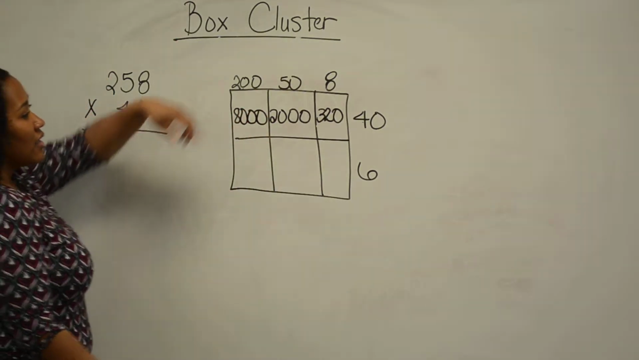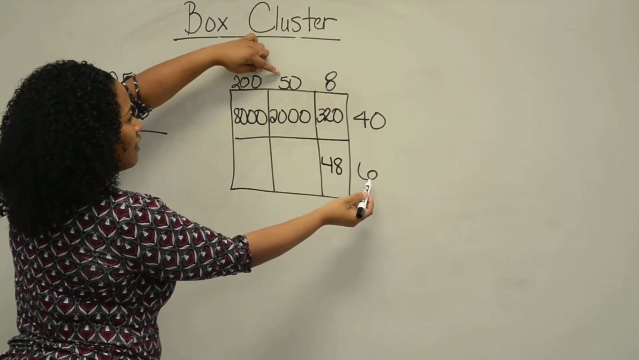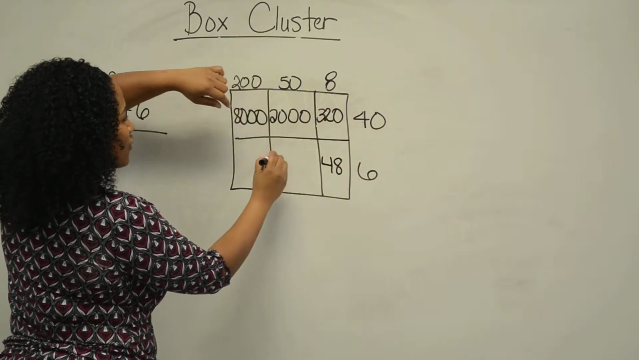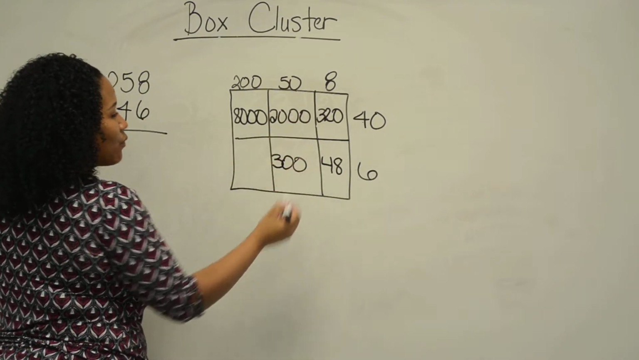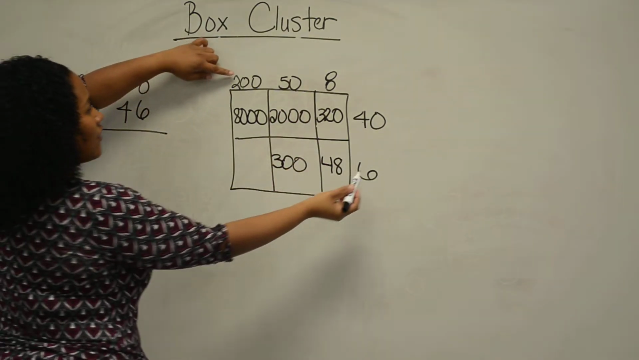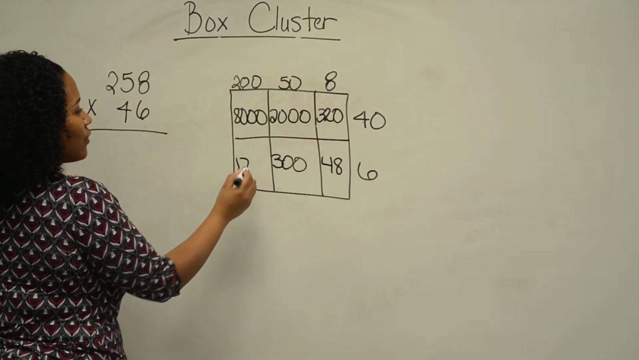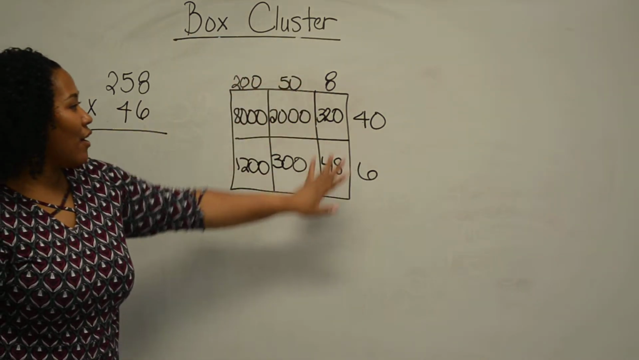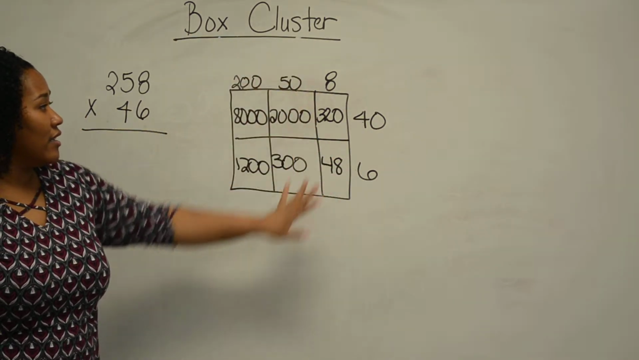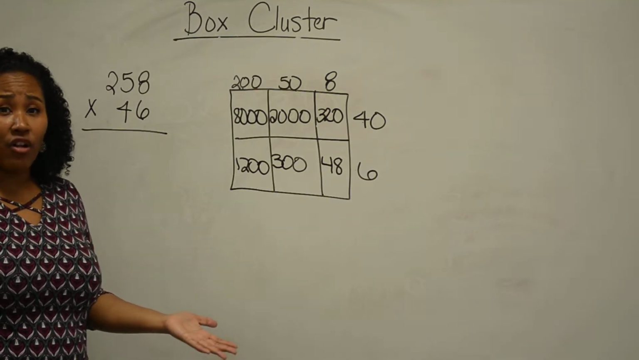Okay? Let's do the one on the bottom. 8 times 6 is 48. 6 times 5 is 30. I have 1 zero in the problem, so I'll add 1 zero into my answer. And then I have 6 times 2 is 12, and I have 2 zeros in my answer. All right, so now that we filled out this grid, what do you think we do next? You've got it. Now we're going to add all of these numbers up.